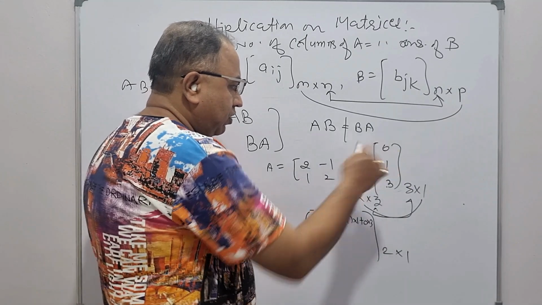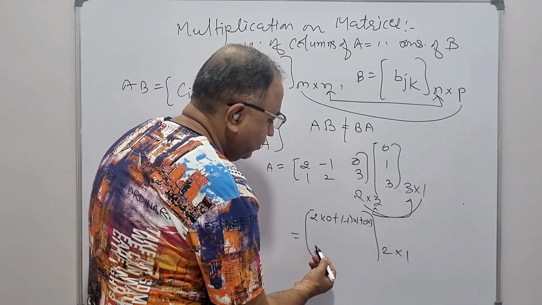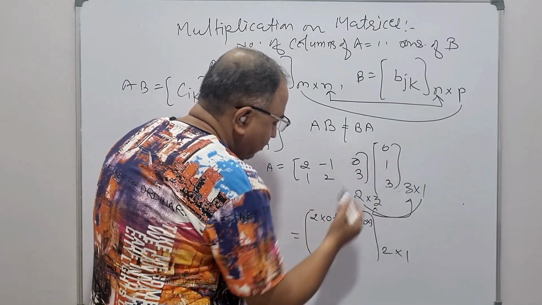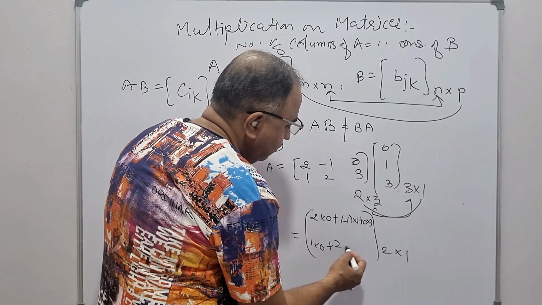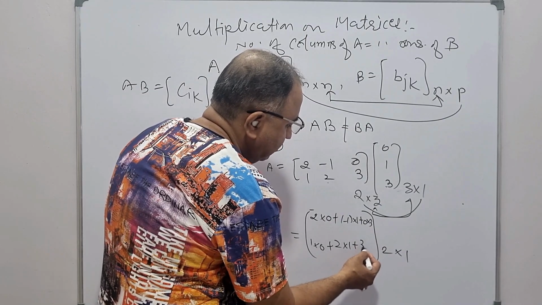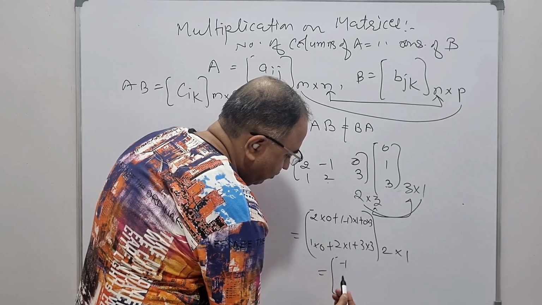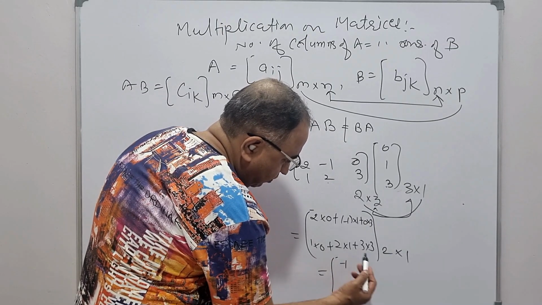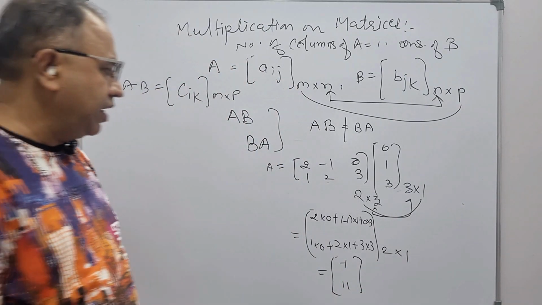Right, now there is no other column, so the process stops. Now second row, first column gives us the second row here. 1 into 0 plus 2 1s are 2 plus 3 3s are 9. So the result is minus 1. It's 2 plus 9, 11. This is how we obtain AB.